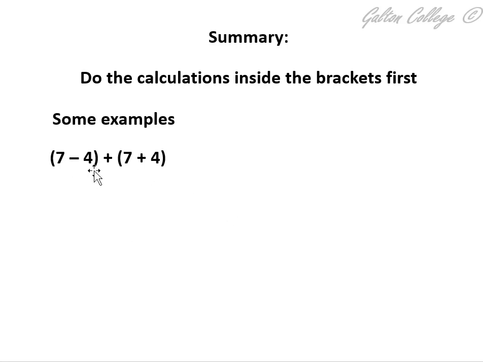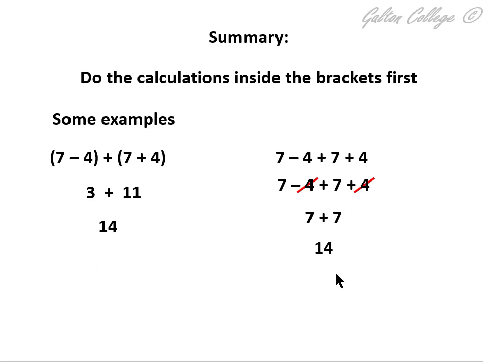Some examples. 7 take away 4 plus 7 plus 4. Do the brackets. Sorry, this is the one without the brackets over here. Now, do inside the brackets, we get 3 plus 11. We've got 3 plus 11, and over here we've got the minus 4 and the plus 4. They'll cancel out, leaving us 7 plus 7 is 14. So we get 14 because we've evaluated inside the brackets.